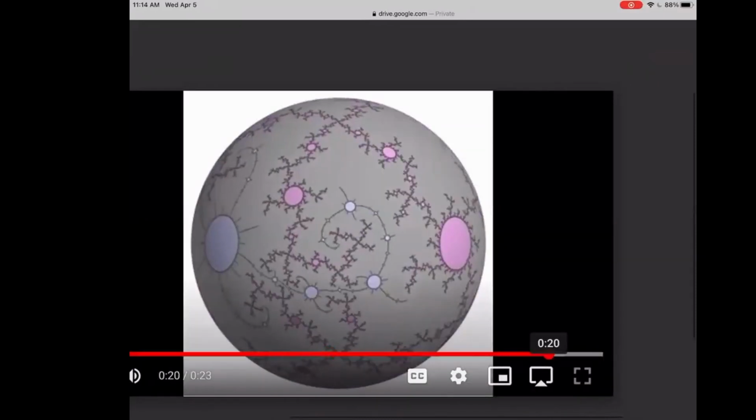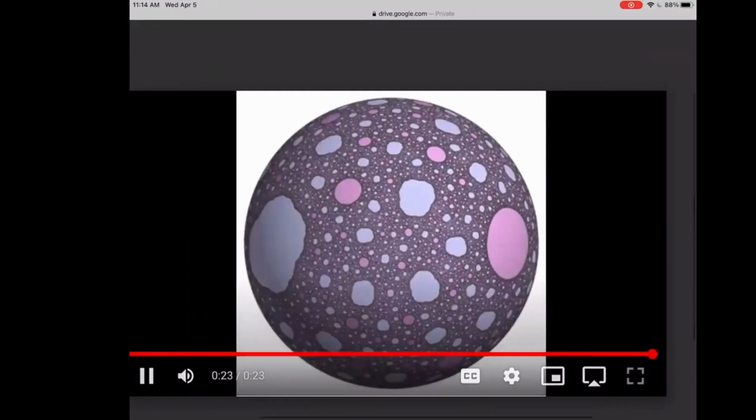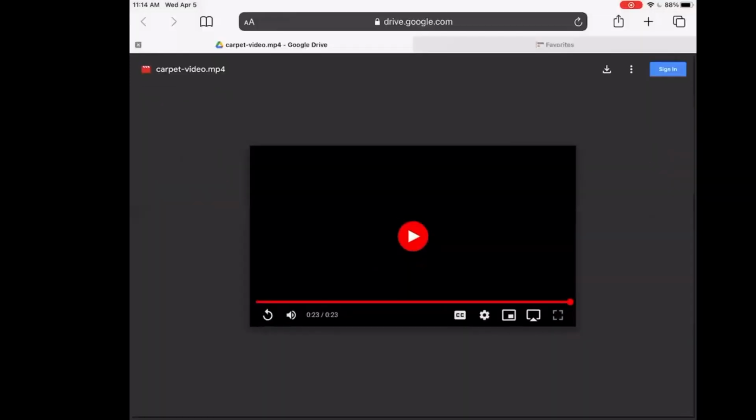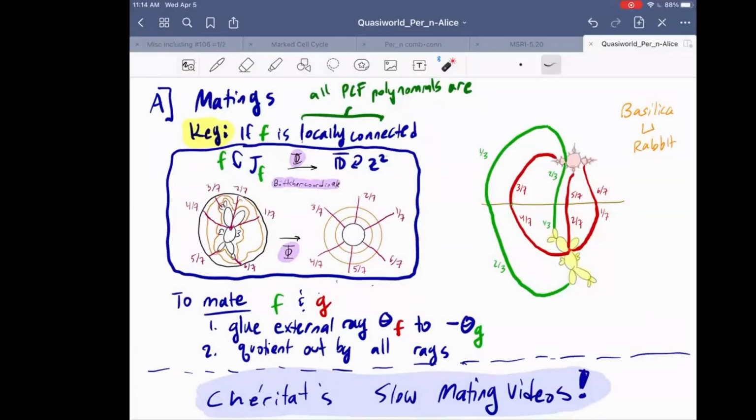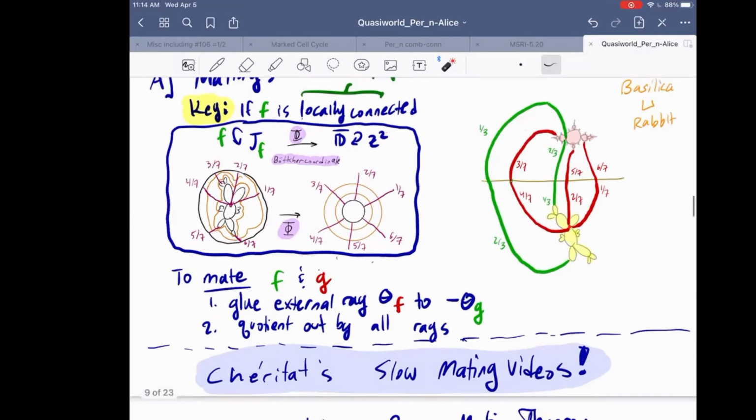This turns out to be an actual Sierpinski carpet, and we'll talk about some of the difficulties, what that implies in parameter space soon. So I just want to pause there. Does anyone have any questions about the mating procedure or anything else along those lines? Everyone okay? Okay.